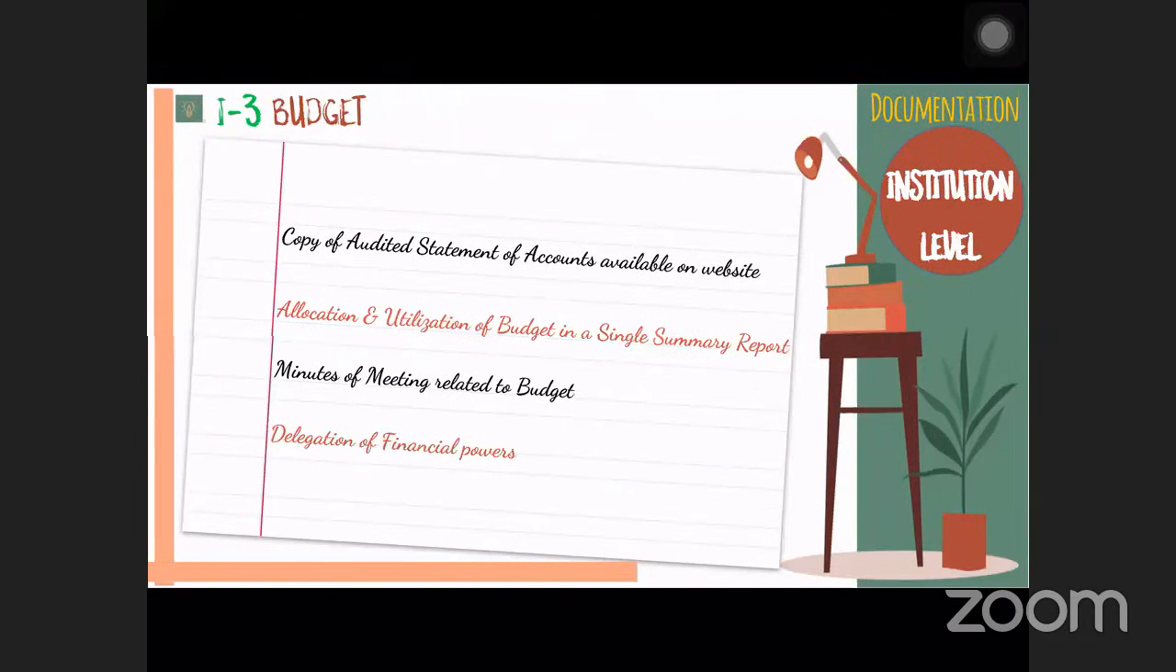Then the budget at the institution level. So a copy of all the audited statements should be available in this particular file. And not only that, it should be available on the website also. So it has to be in the public domain. Allocation and utilization of the budget in a single summary report for the various departments, because this is an institution level file. There can be a number of departments. So allocation and utilization of the budget in a single summary report should be available here.